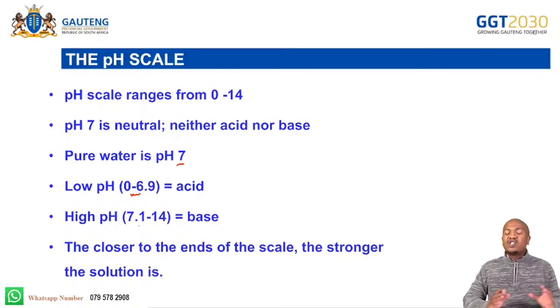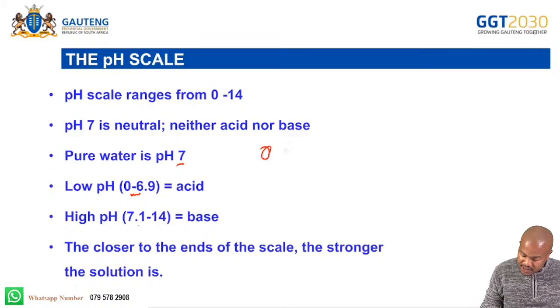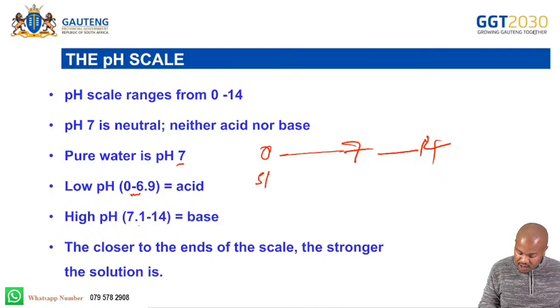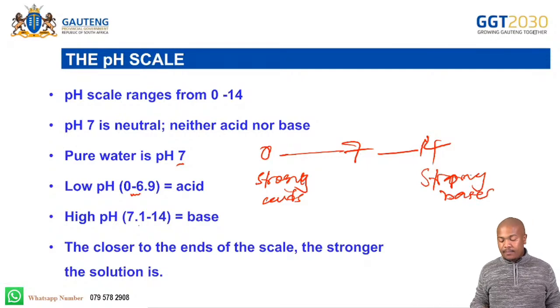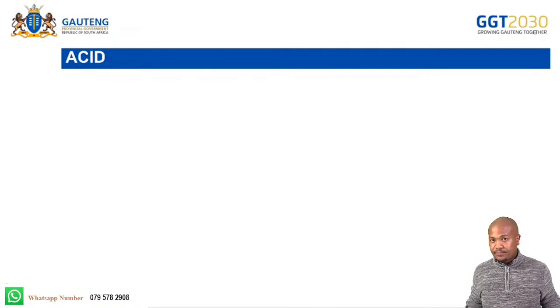Now, the closer to the ends of the scale, the stronger the solution is. So if you have 0, 7, and 14 on your pH scale, this is where we're going to find what? Strong acids. And this is where we're going to find strong what? Bases. Are we together? Strong acids at the beginning of the pH scale, then strong bases at the end of the pH scale, right there at pH value 14.